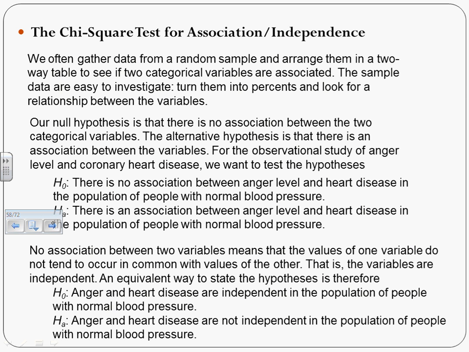No association between the two variables means that the values of one variable do not tend to occur in common with values of the other. That is, the variables are independent. An equivalent way to say the hypothesis could also be this, as below. So when you're dealing with association or independence, you could set it up as either one of these two hypotheses. So you could say that there is no association, there is an association, or they are independent or they are not independent. You can get full credit for either way.